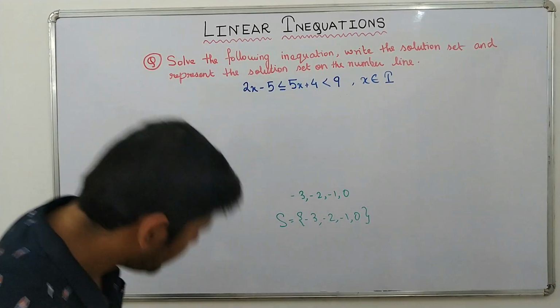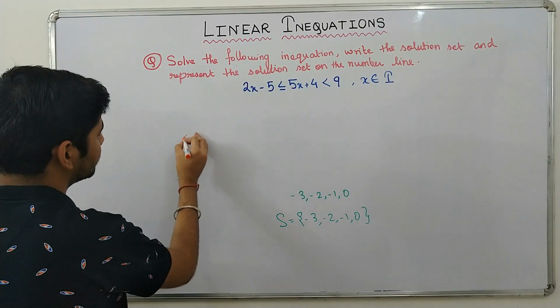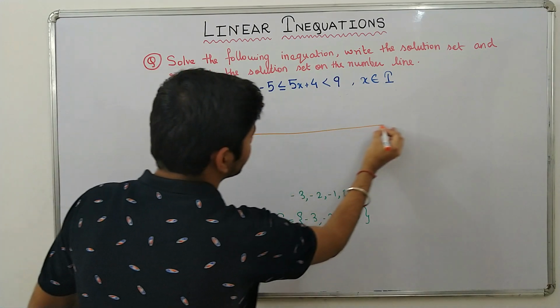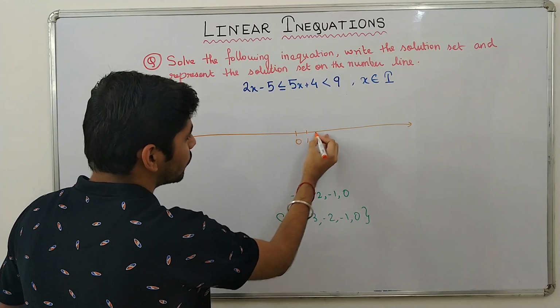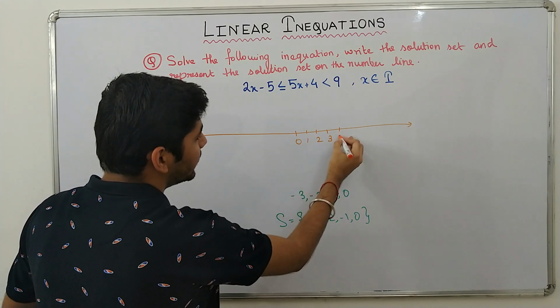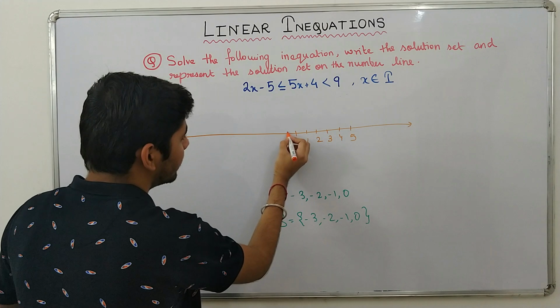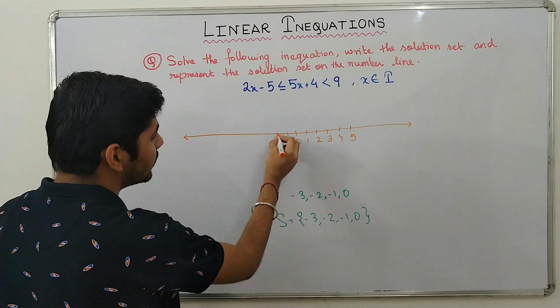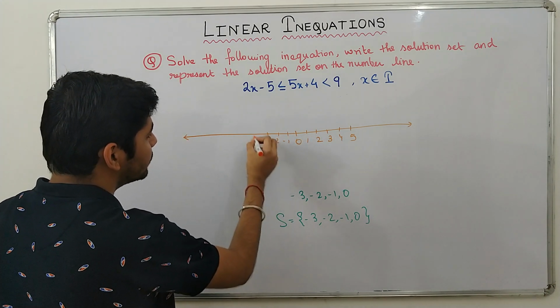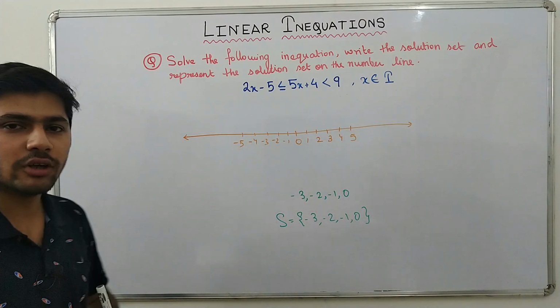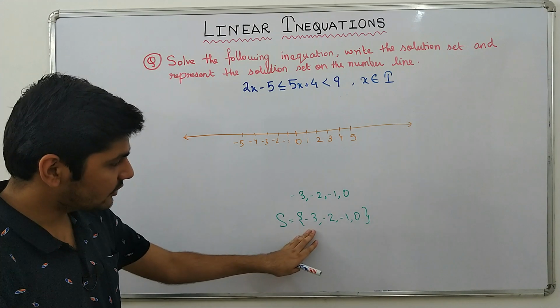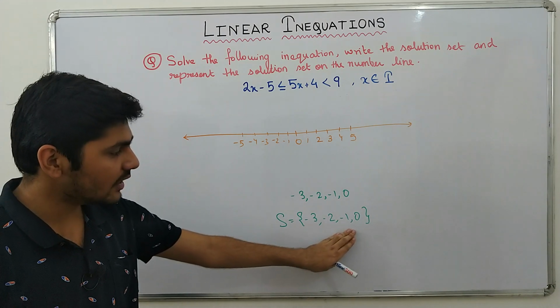So let me draw the number line first. 0 in the between, positive on the right hand side. So 1, 2, 3, 4, 5. Negative on the left hand side, minus 1, minus 2, minus 3, minus 4, minus 5. Over here, what are the possible values of x? Minus 3, minus 2, minus 1, 0.